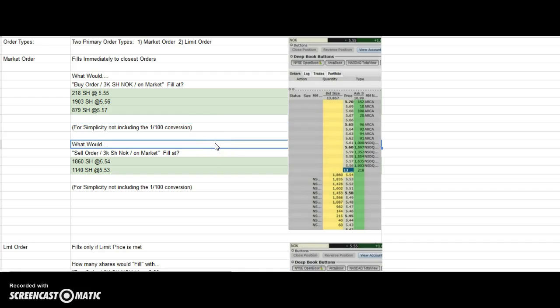Next example is, what would a sell order for 3,000 shares of Nokia on market fill at? 1860 shares would fill at 554, and 1140 shares would fill at 553. You can see in the photo you have 1860 at 554, and you have 1835 at 553, and the order was for 3,000 shares, so out of that 1835, 1140 shares will fill.